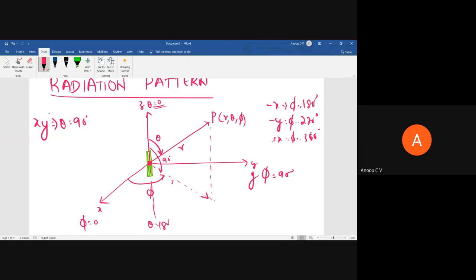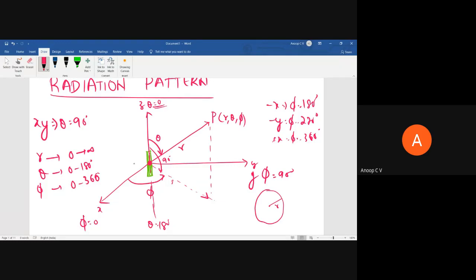So in a spherical coordinate system, r can range from 0 to infinity, theta from 0 to 180 degrees, phi from 0 to 360 degrees. If I consider all the points which are at a distance r from this antenna, and join all of them, with the antenna at the origin, I'll get a sphere. Over a sphere, r is a constant. What will happen? Theta and phi will be changing.